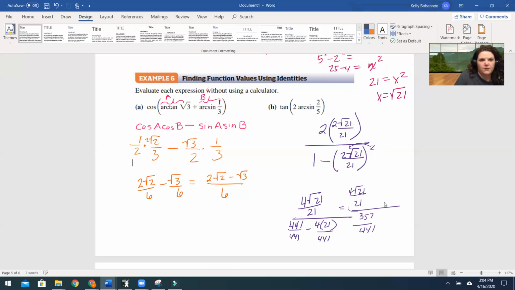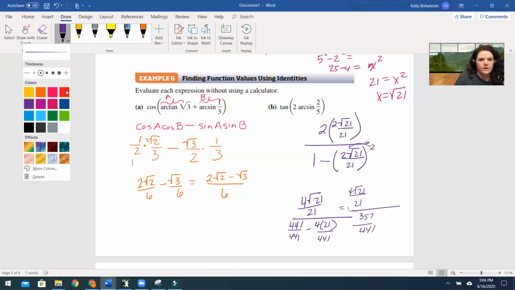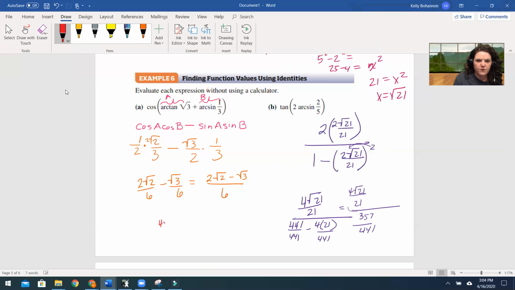So this is just a division problem. I'm going to move over here. So I have 4 square root 21 over 21 divided by 357 over 441. So I'm going to flip that: 441 over 357. That makes this 21. So that would be 84 square root 21 over 357. I'm going to put 84 over 357 in my calculator just to see if it simplifies. I don't think it does. Oh, it does, 4/17. So I end up with 4 root 21 over 17. Well, that's my final answer.